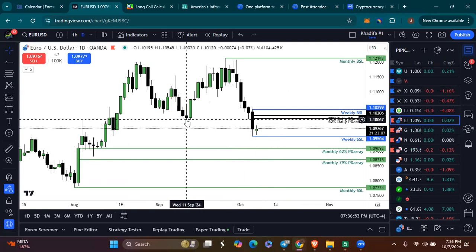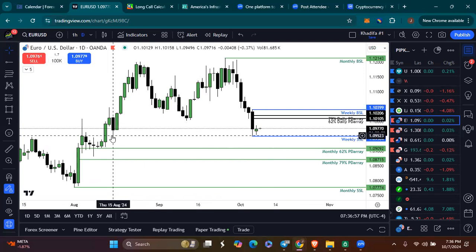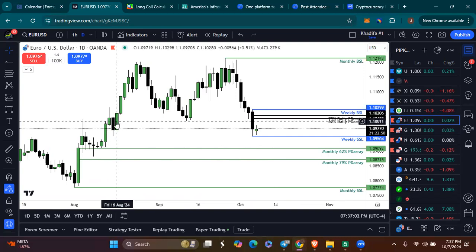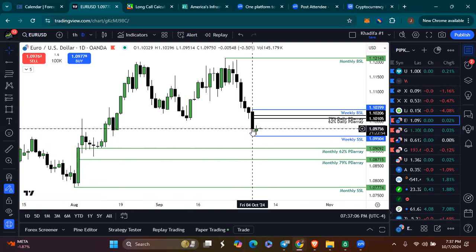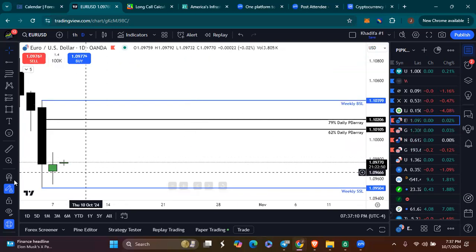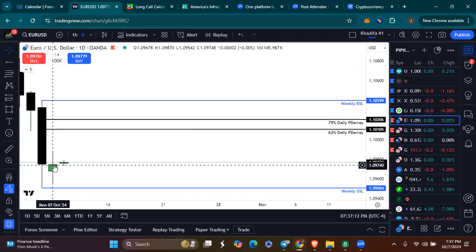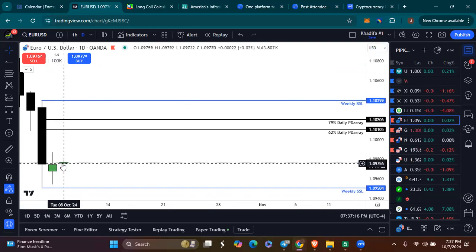We came down, ran September's low, and closed down in this bullish candle here. That's where we closed at Friday. And now today we opened up, didn't get much bullish momentum, but it was a bullish day nonetheless.